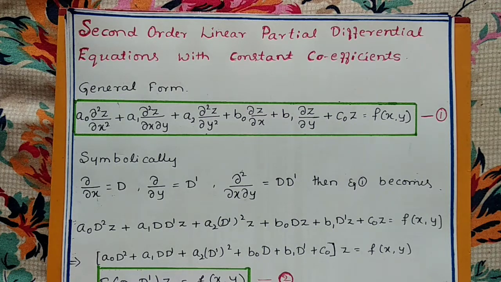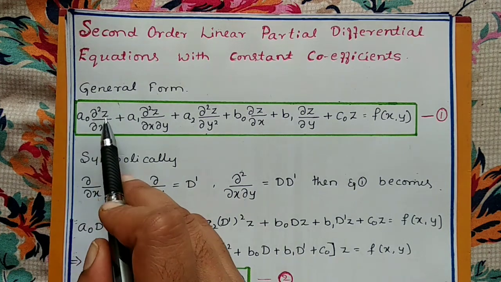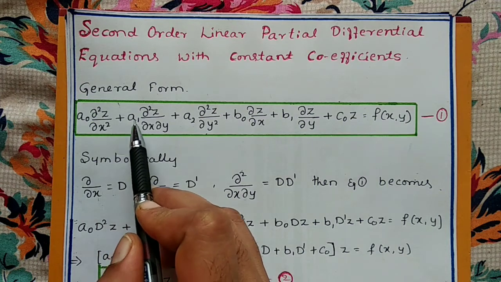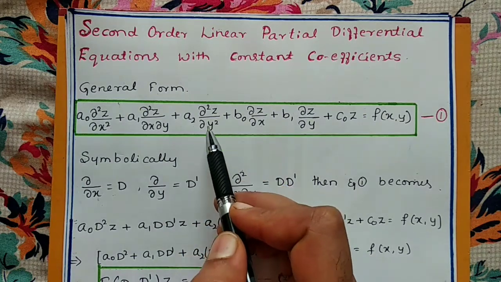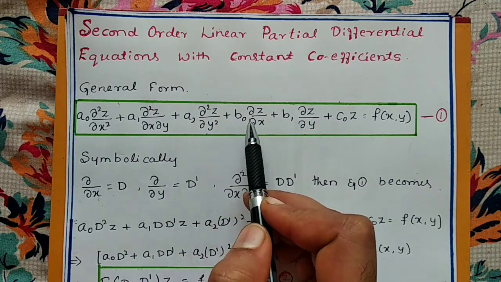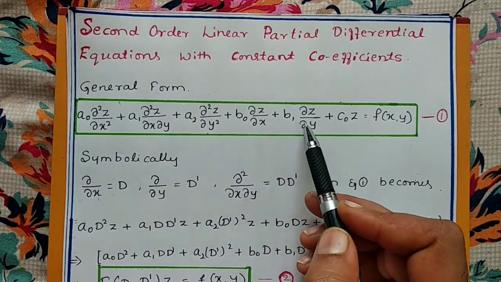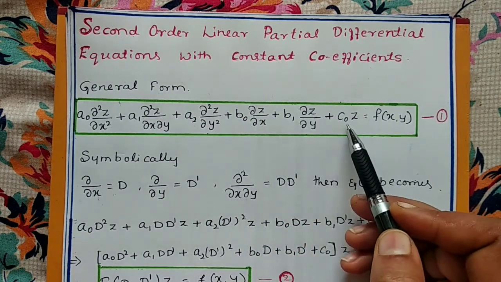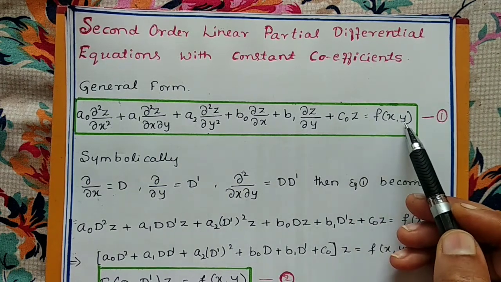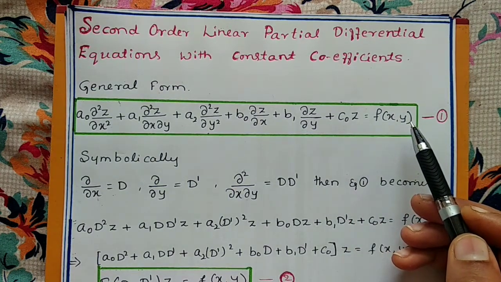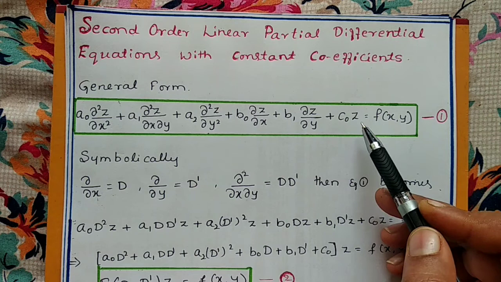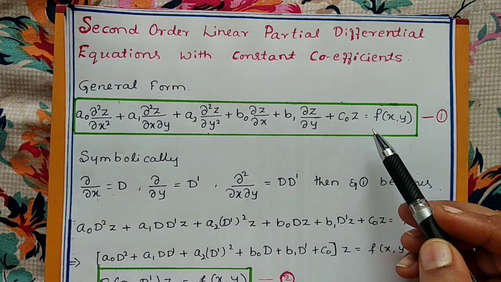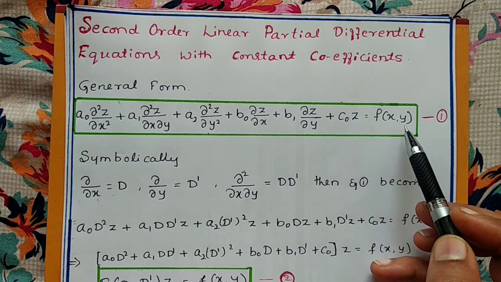The general form of second order linear PDE with constant coefficients can be written as A naught ∂²z/∂x² + A1 ∂²z/∂x∂y + A2 ∂²z/∂y² + B naught ∂z/∂x + B1 ∂z/∂y + C naught z = f(x,y), where A naught, A1, A2, B naught, B1 and C naught are constants, and z is the dependent variable, x and y are independent variables. f(x,y) is a function.